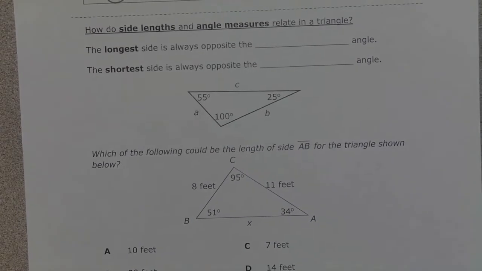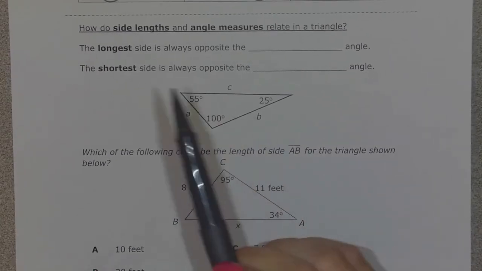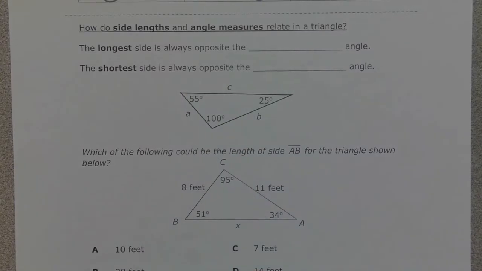And then we spent some time yesterday talking about the triangle inequality theorem, where the sum of the two shorter sides has to be greater than the length of the longest side. And we said that we could simplify that to say A plus B has to be greater than C. So now it's time to put our sides and our angles together.